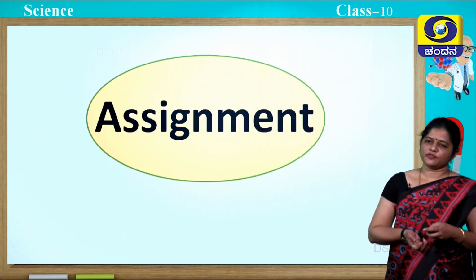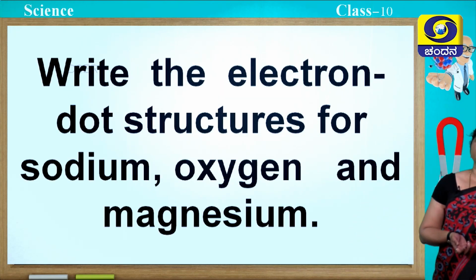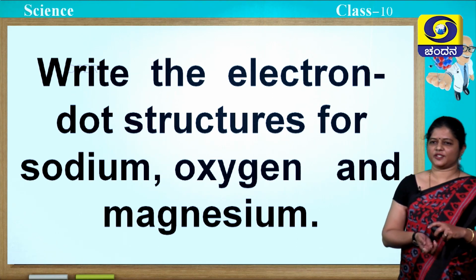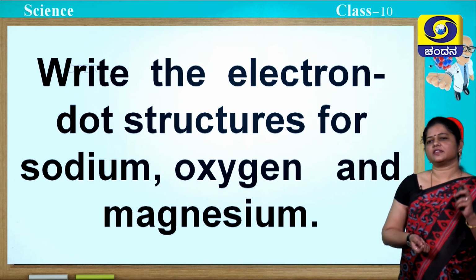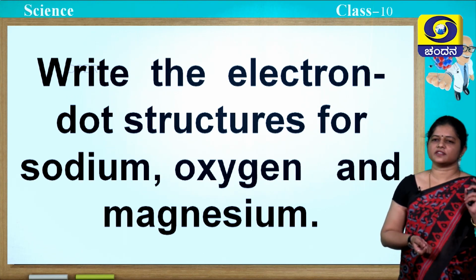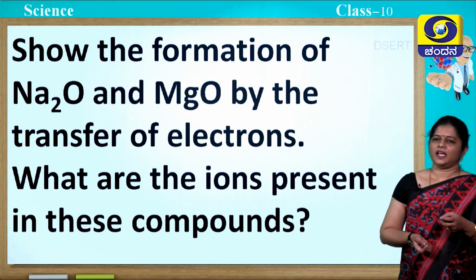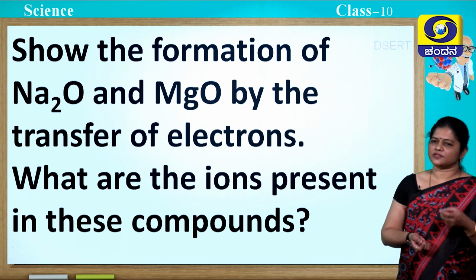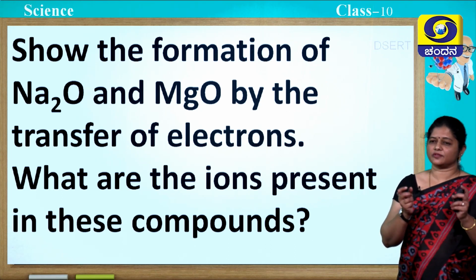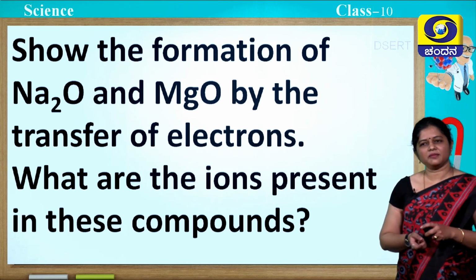And it is time for your assignment. Write the electron dot structures for sodium, oxygen and magnesium. You have already learned to write the dot structures of electrons, so you have to write the electron dot structures for sodium, oxygen and magnesium atoms. Another one: show the formation of sodium oxide and magnesium oxide by the transfer of electrons. Now, what are the ions present in these compounds? You have to write the names of the ions that are present in sodium oxide and magnesium oxide.